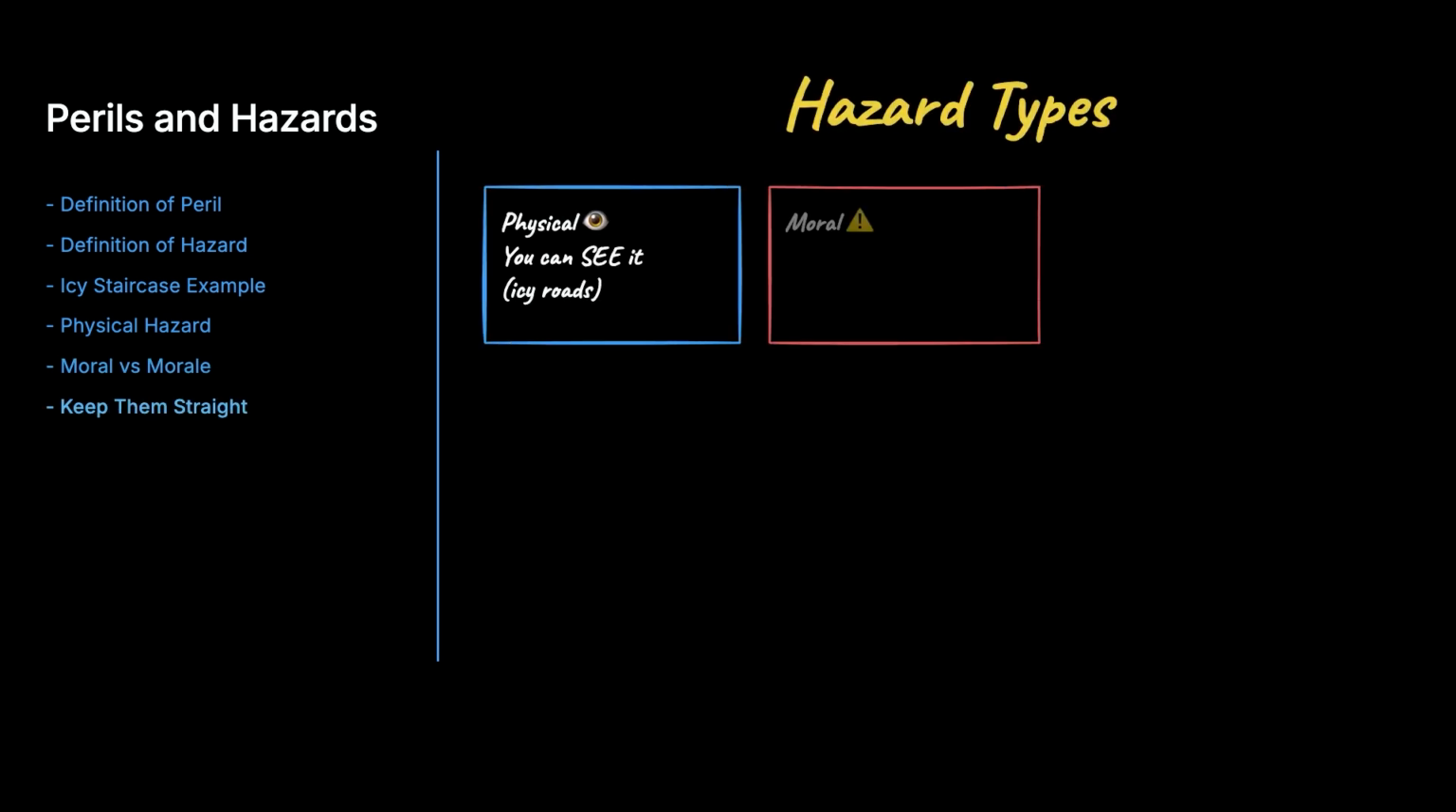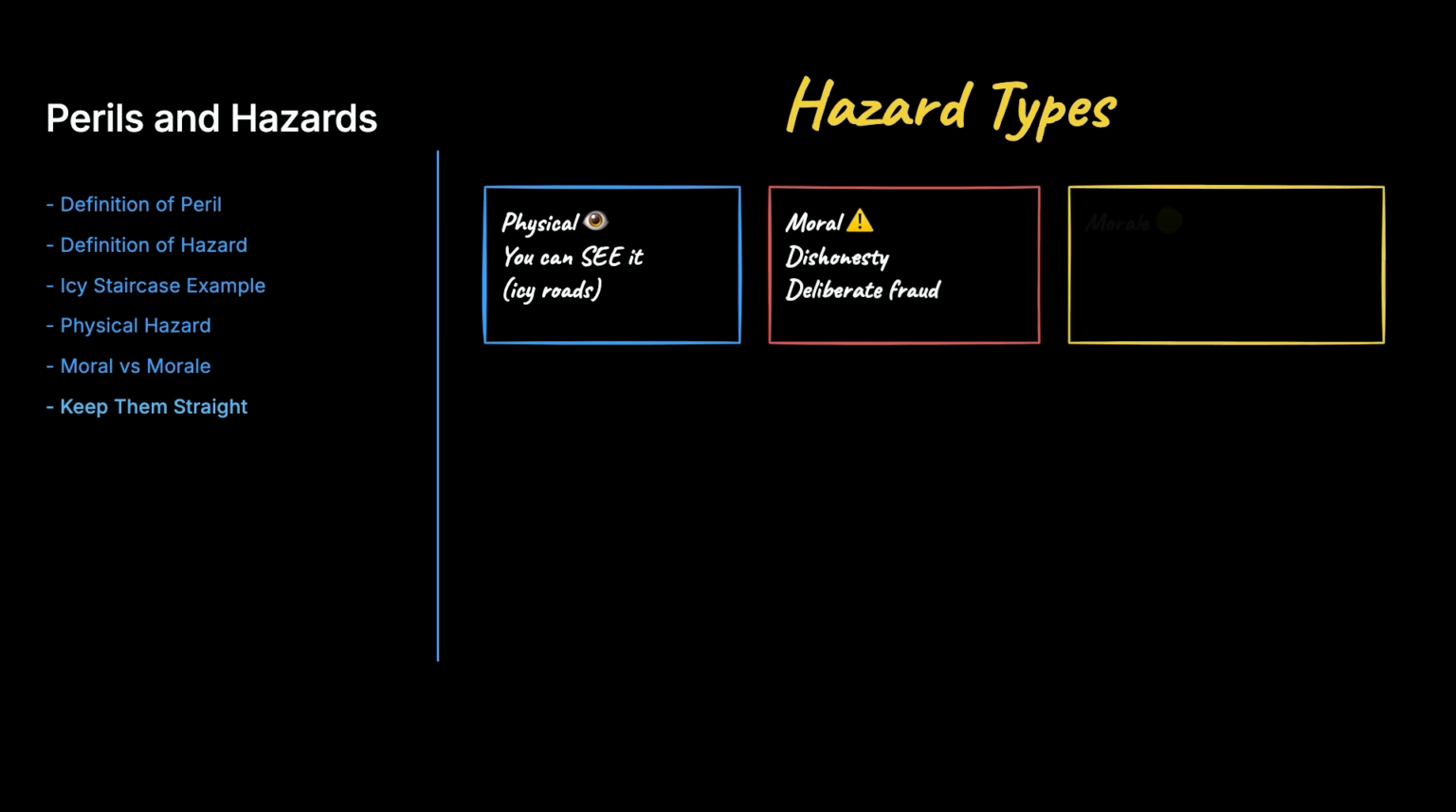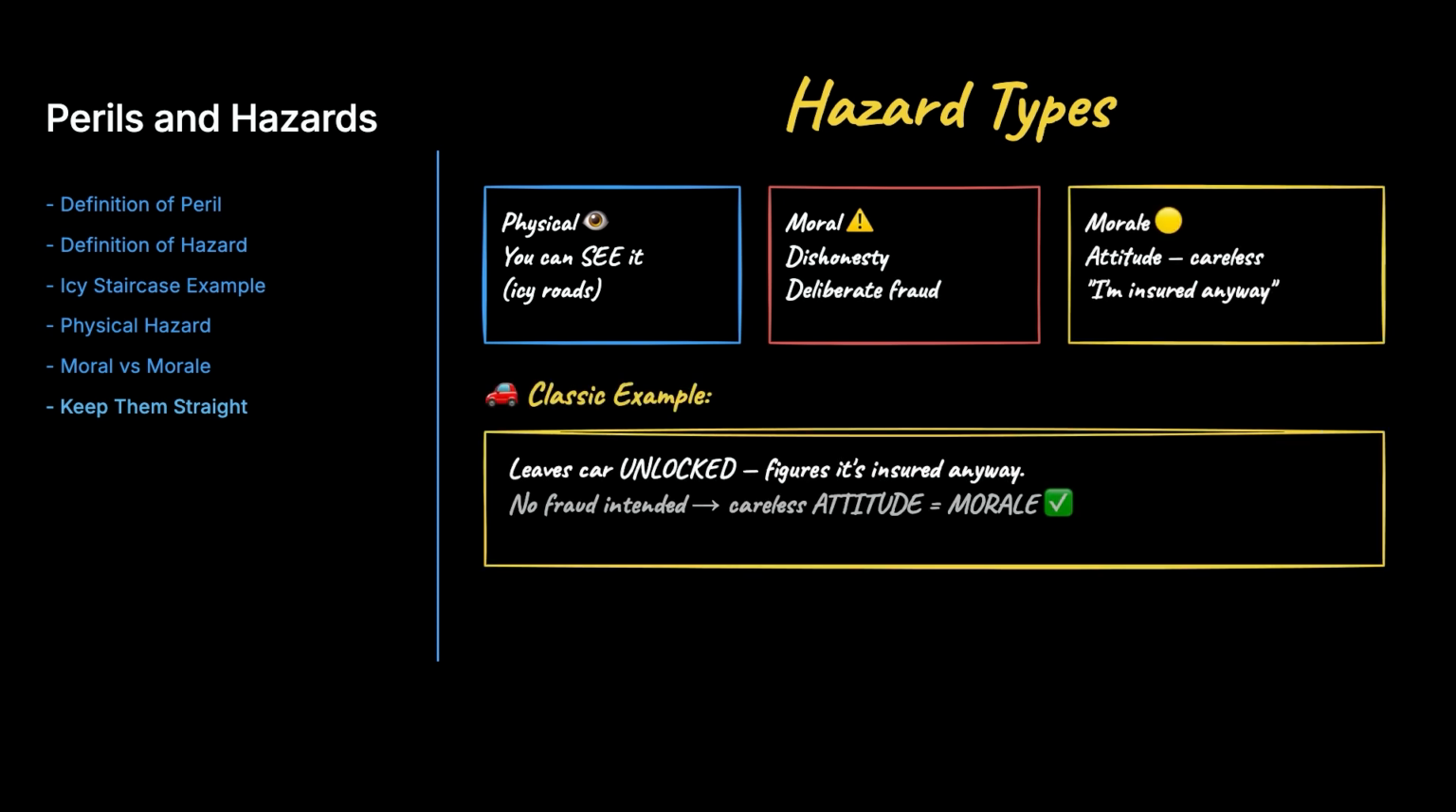Here's how to keep them straight. Physical, you can see it. Moral connects to morals and dishonesty, always deliberate. Morale connects to attitude and carelessness. A classic item describes someone who leaves her car unlocked while shopping because she figures it's insured anyway. That careless attitude is a morale hazard, not moral, because she isn't trying to commit fraud.